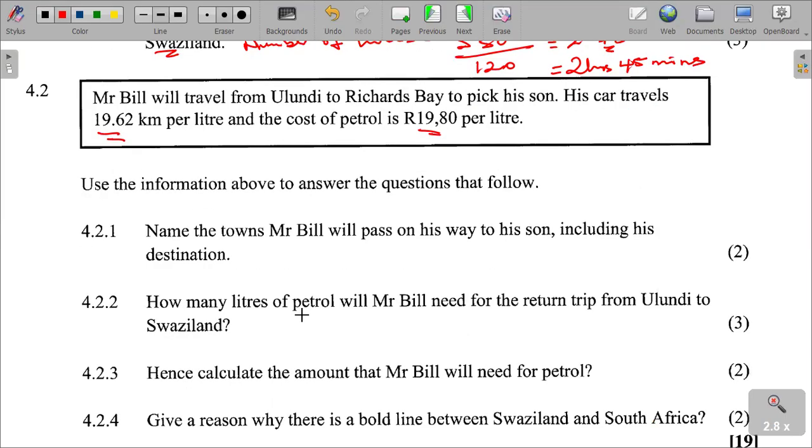So in that regard, he has to pass through what? He has to pass Umpagen. Also, he has to pass Richards Bay. He has to pass also Richards Bay.